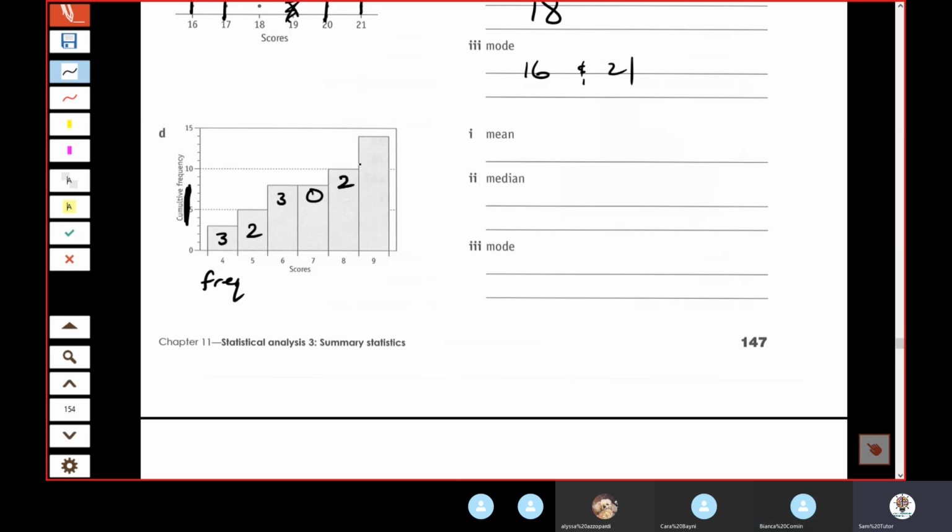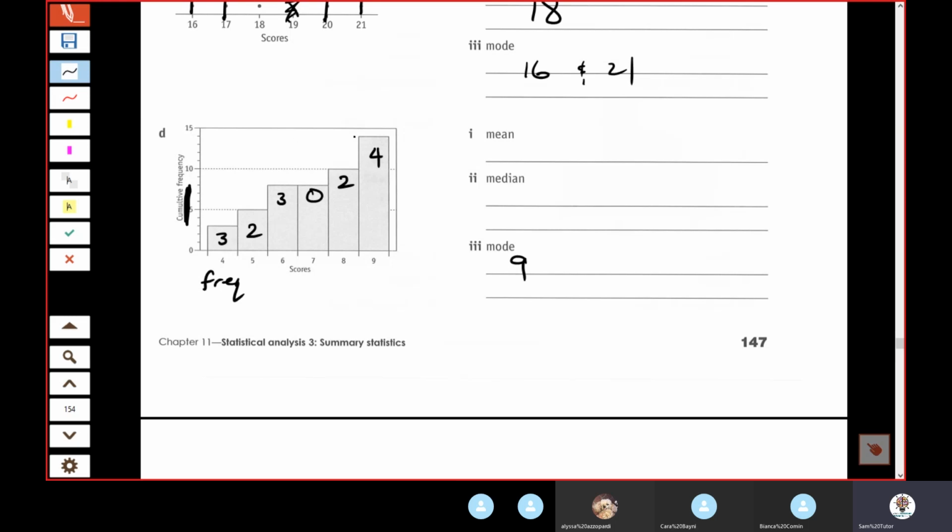9, 10 is 2, and then 10 to 14, looks like there's 4. So which one occurred the most? Obviously 9. Some students see it as the gap. This has the largest gap, obviously. Oh, yeah. So you can look at it like that. Yeah. Median, which one's your middle number?